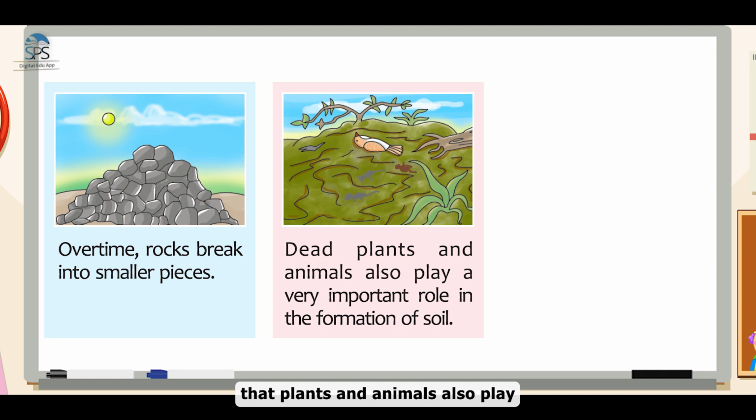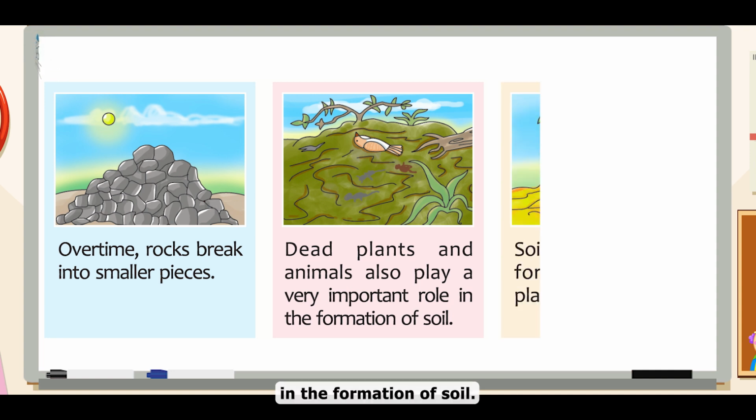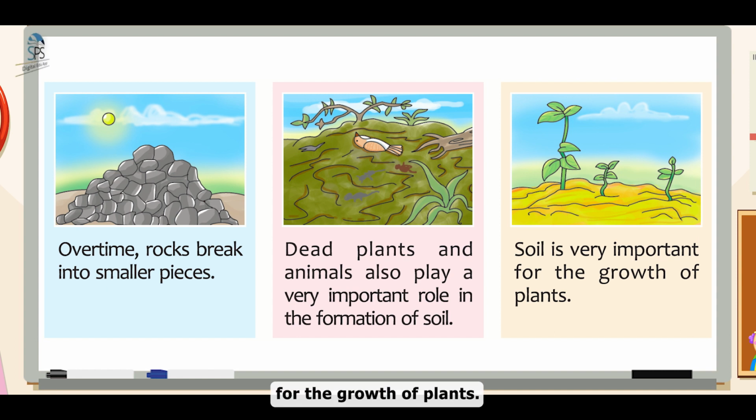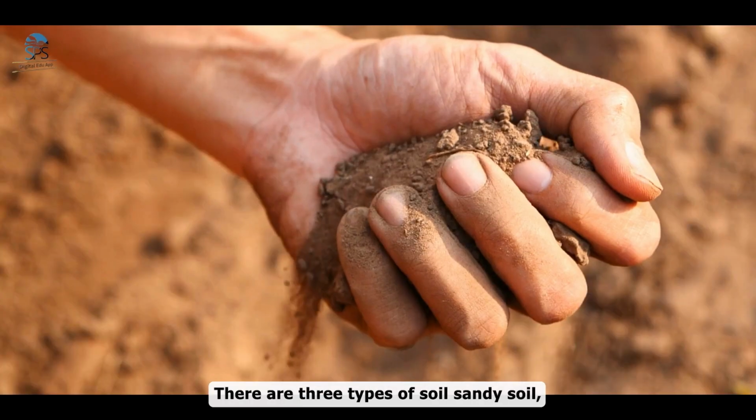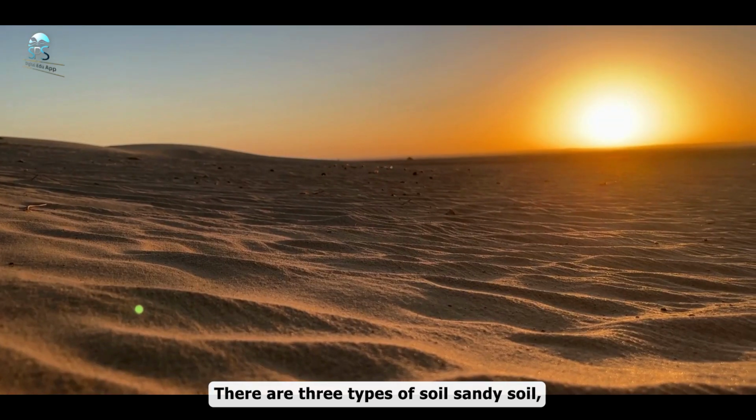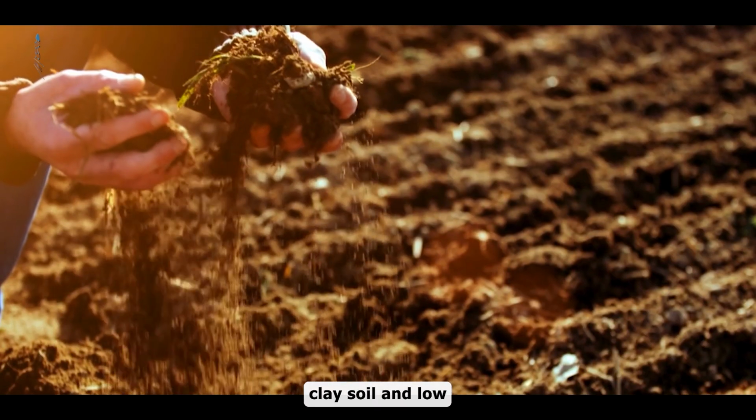Dead plants and animals also play a very important role in the formation of soil. Soil is very important for the growth of plants. Breaking of different types of rocks gives different types of soil. Types of soil. There are three types of soil: sandy soil, clayey soil and loam.